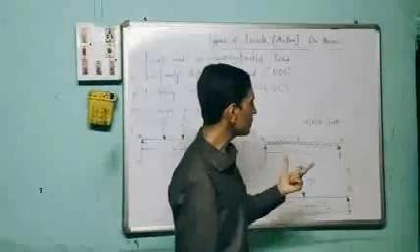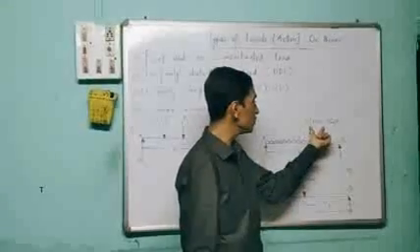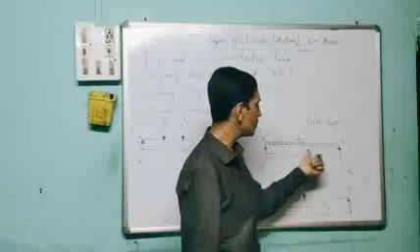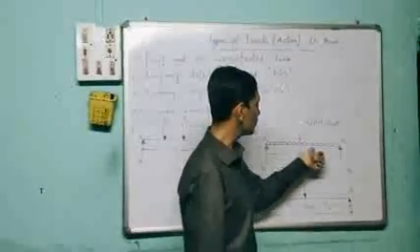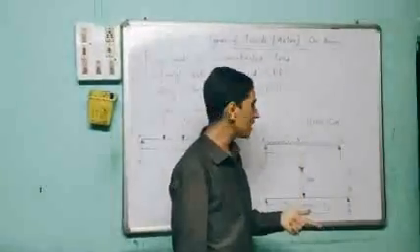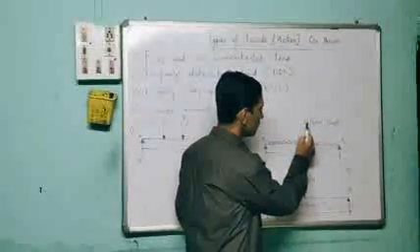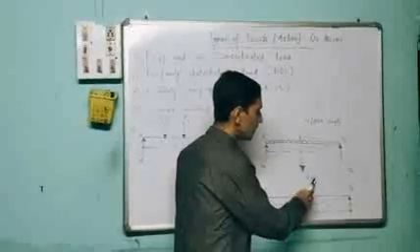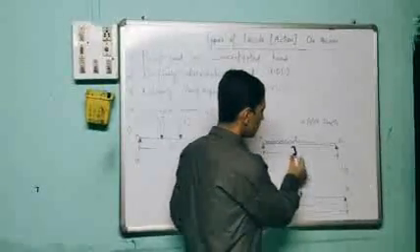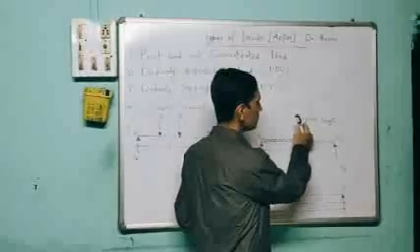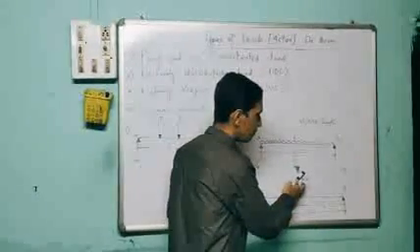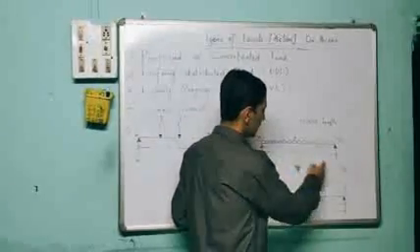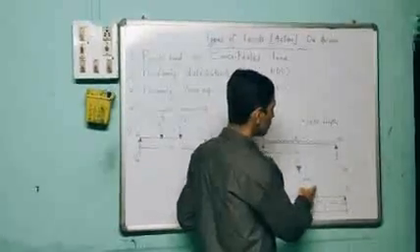Now for getting support reactions for this kind of beam applied with UDL, we need to convert that UDL into its single point load, or concentrated load, by calculating its area. Here we know how to calculate the area of a rectangle: breadth into height. Here the breadth is L and the height is W, where W is the intensity of load applied and L is the length. So W into L gives the point load of UDL.